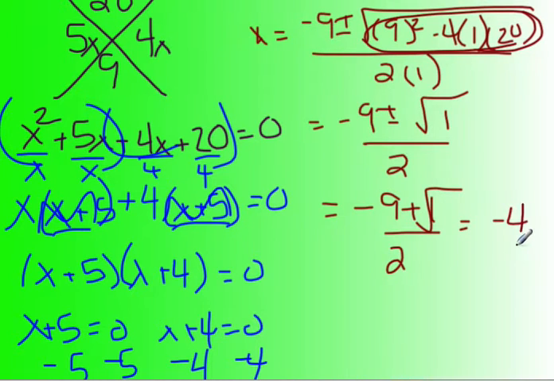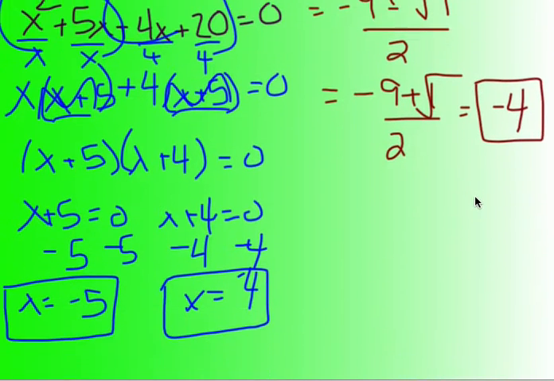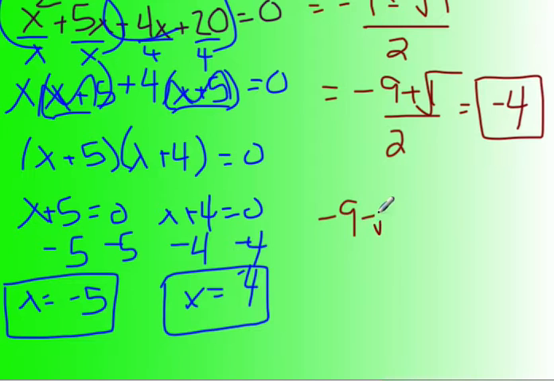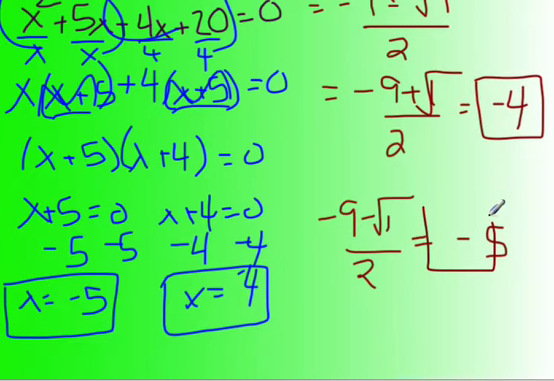And when I do that, I get a negative 4. Then for the minus version, negative 9 minus the square root of 1, hit enter, and then divide it by 2, and when you do that, you get a negative 5.